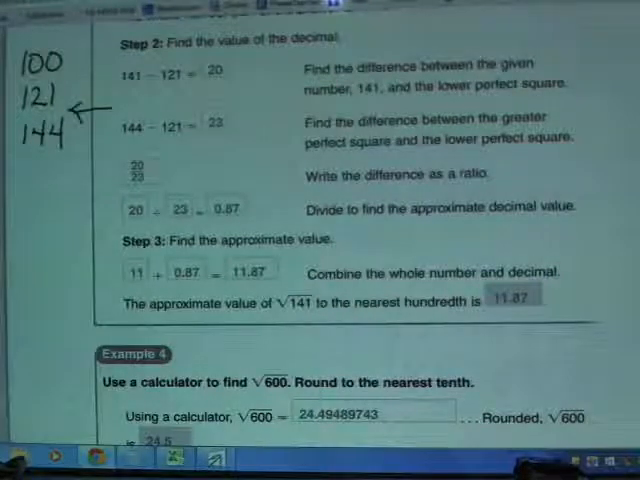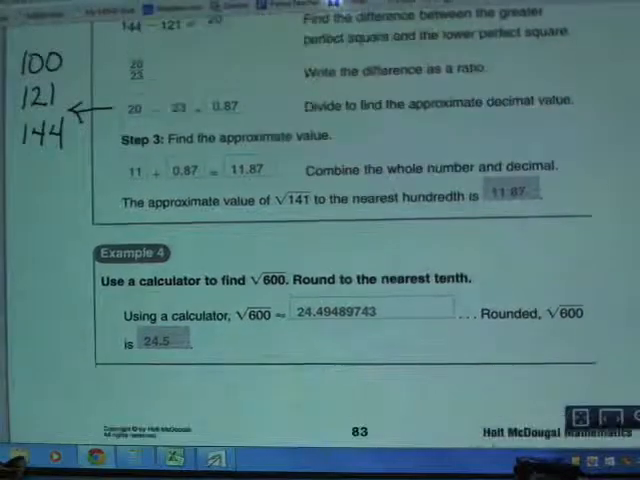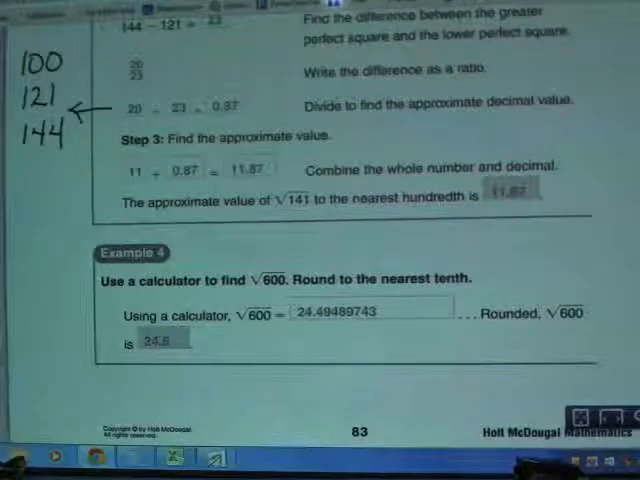Number 4 is asking me to use a calculator to find the square root of 600, and we're asked to round to the nearest tenth here. So again, this is just me practicing using a calculator. You do have a square root button on most calculators. As you've heard me say in other presentations, if you do not have a square root button, the other option there is to use the power key and use 0.5 as the power. 0.5 as a power, or as an exponent rather, is equivalent to taking the square root.